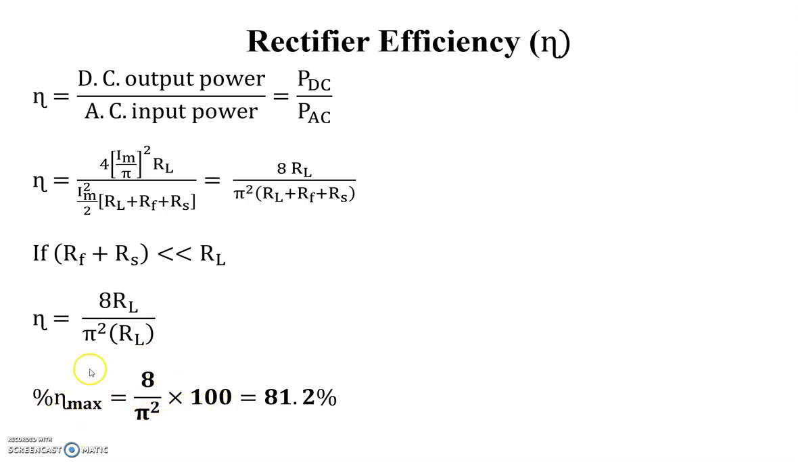In terms of percentage, multiply by 100, which gives 81.2%. So this means a maximum of 81.2% of AC power gets converted to DC power in the load. The remaining almost 19% is presented as ripple in the output, which is pulsating. There is a fluctuating component present in the output. This value is double that of the half-wave rectifier circuit.